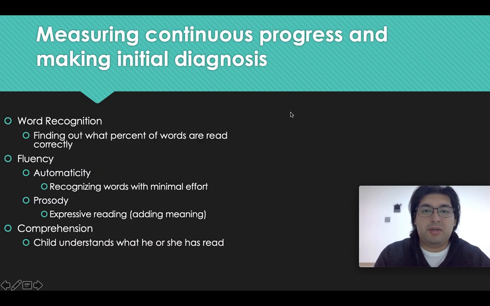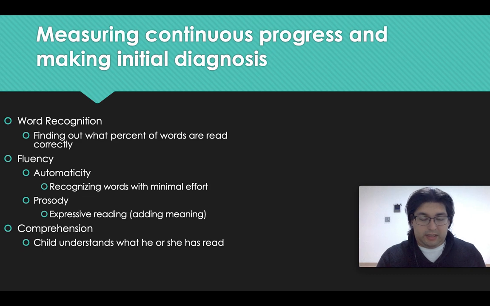And then we have measuring continuous progress and making initial diagnosis. In order to make your initial diagnosis, you need to find out if the child has word recognition, finding out what percentage of words the child can read correctly. That's as simple as if there are 100 words on a page and the child was able to read 98, then they have 98% word recognition. And if a child has above, let's say, 80%, then they're doing pretty well.